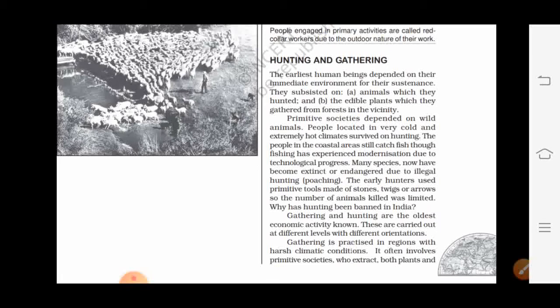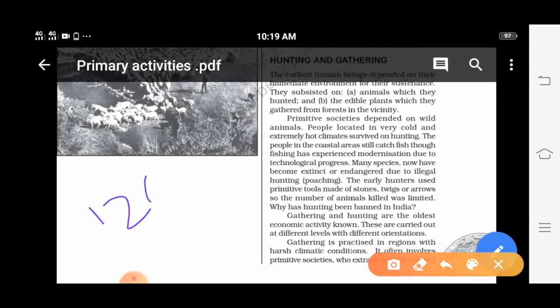Now see, in the earliest human civilization, back to 12,000 years ago, people were directly dependent on the environment for their sustenance. Okay, they were hunters, they were gatherers. They used to hunt down animals and they used to collect edible plants. So in short, they were directly dependent upon their wild environment. Now, the other characteristic of hunting and gathering is that they used to live in or adapt themselves to extremely harsh climatic conditions, whether it be cold or hot climatic areas.